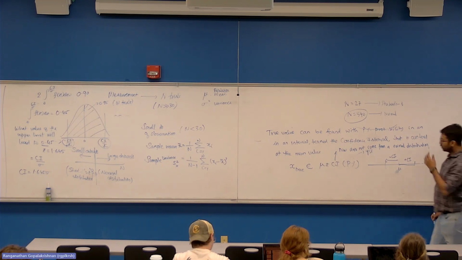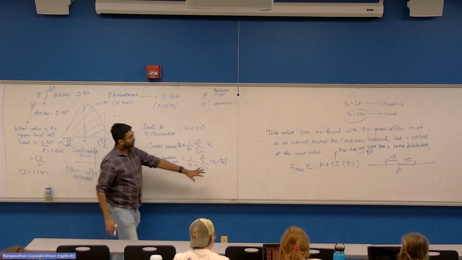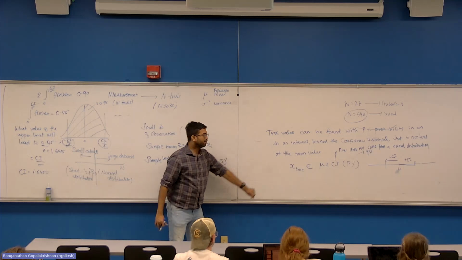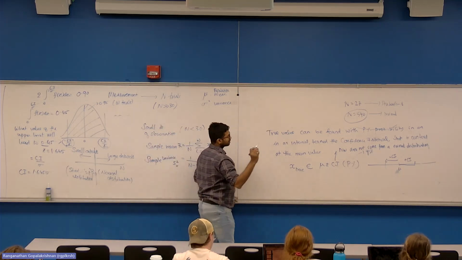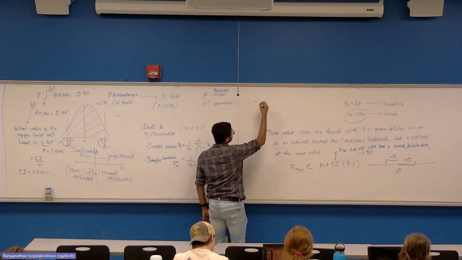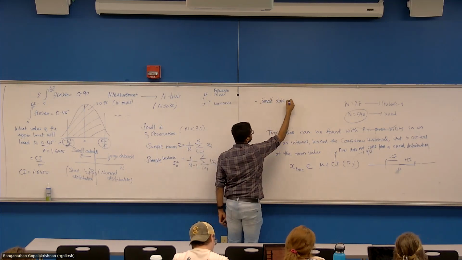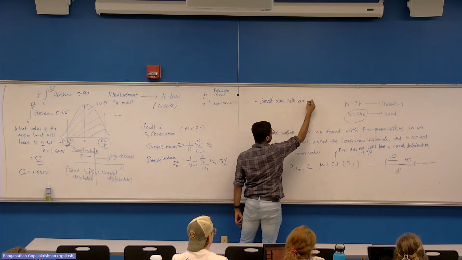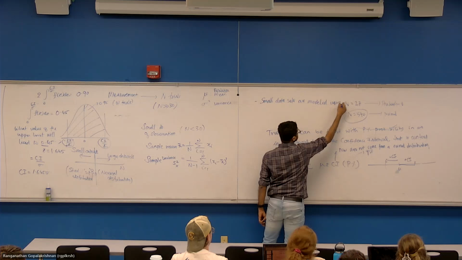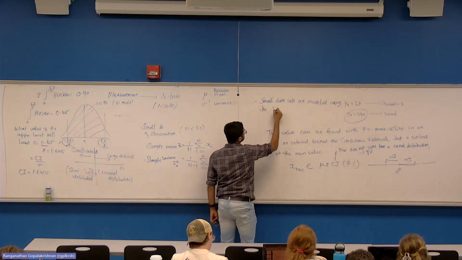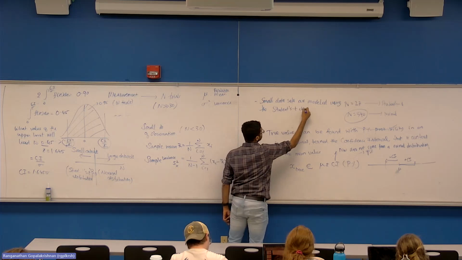Okay, so do you have it down up to here? Okay, so I'll write a few sentences which are like details. The first detail is small data sets are modeled using the so-called student's t distribution.